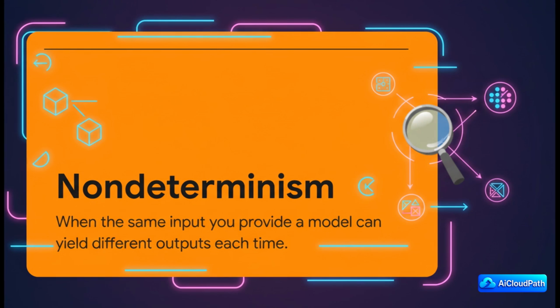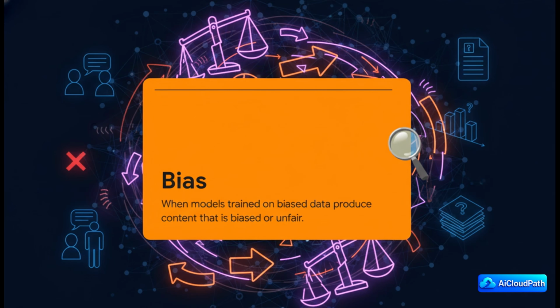Next is nondeterminism. Now that sounds complicated, but all it really means is that you can give the model the exact same prompt twice and get two completely different answers. That unpredictability can be a huge headache for businesses, especially when you need things to be consistent and verifiable, like in customer service.